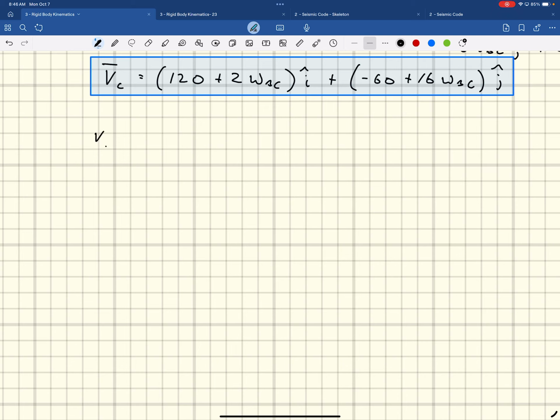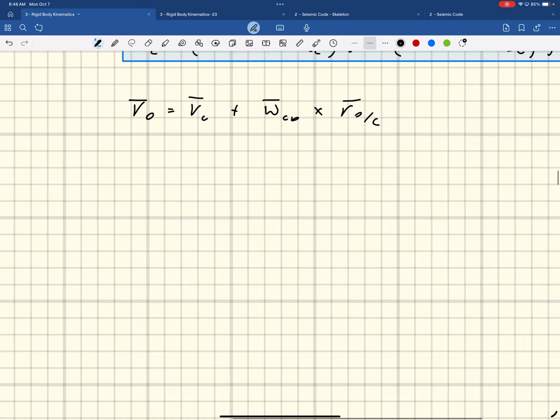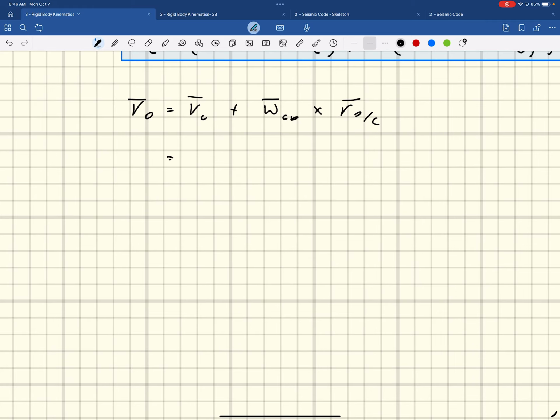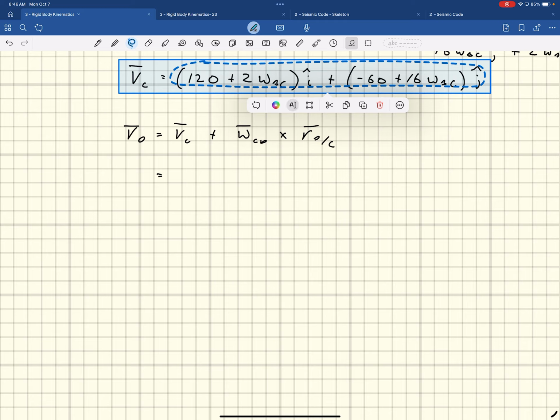VD is equal to VC plus omega CD crossed with RD as seen from C. So I'll just plug in what we know. VC is this big guy up here.